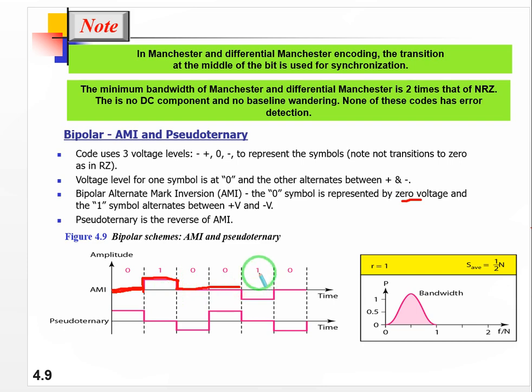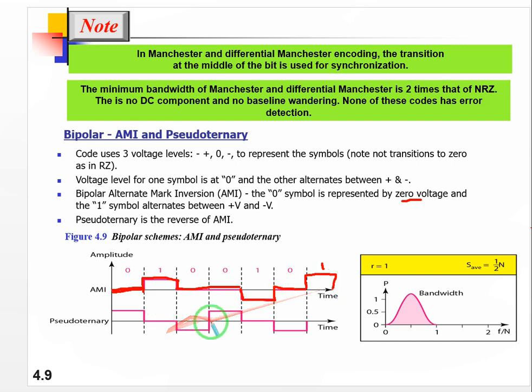Then we have a 1. What was the previous one? It was up, so now it needs to be inverted, because it's alternate mark inversion. So the next value of 1 will be inverted, then 0. Then again 1. What was the previous one? Previous was down, so it will be up now. So this is called the alternate mark inversion concept.